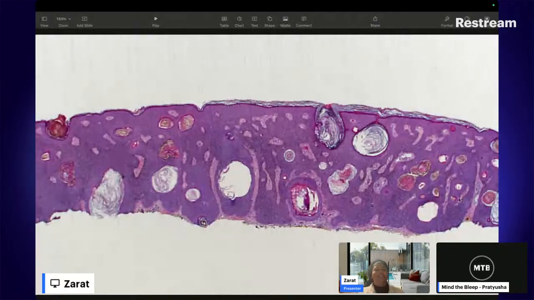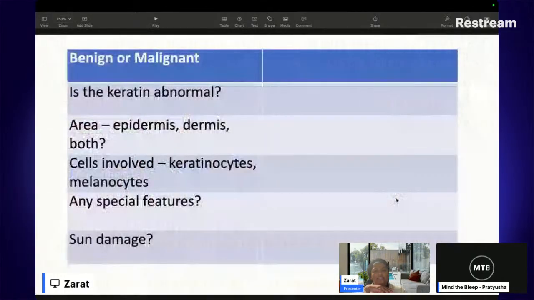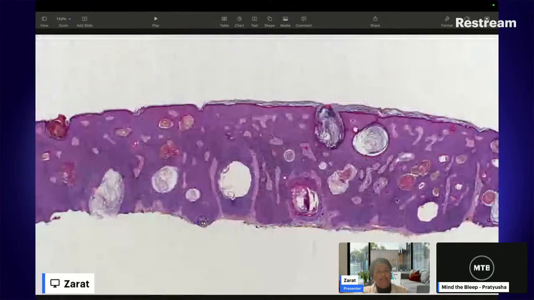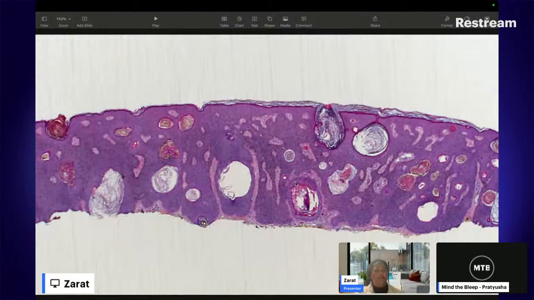We can appreciate that this is quite different from the normal skin we saw initially. The framework I use to work through this is basically answering some questions. If you answer these, you might be able to take all of that information together and reach a diagnosis. First of all, we always start at the top, look at the keratin layer. Is the keratin layer normal or abnormal?